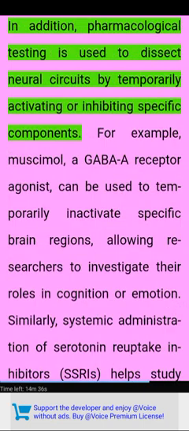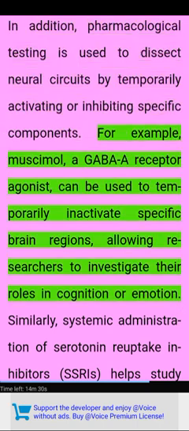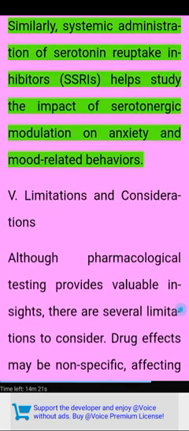In addition, pharmacological testing is used to dissect neural circuits by temporarily activating or inhibiting specific components. For example, muscimol, a GABA receptor agonist, can be used to temporarily inactivate specific brain regions, allowing researchers to investigate their roles in cognition or emotion. Similarly, systemic administration of serotonin reuptake inhibitors, SSRIs, helps study the impact of serotonergic modulation on anxiety and mood-related behaviors.